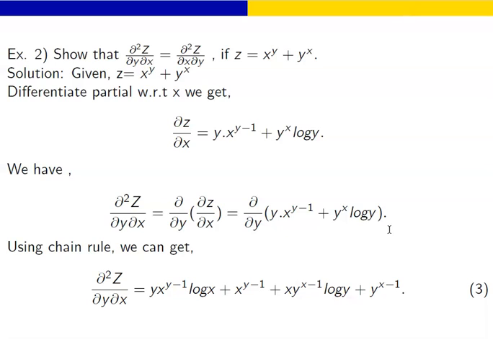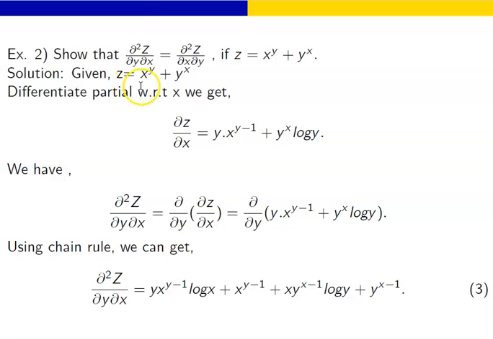Now next one. Actually, this is a property of partial differentiation: for any function z, what we have to prove? Dou 2z by dou x dou y equal to dou 2z by dou y dou x. This is a property. It is satisfied for all values of z, a function of x, z. It may have two variables, it may have three variables or more than that.